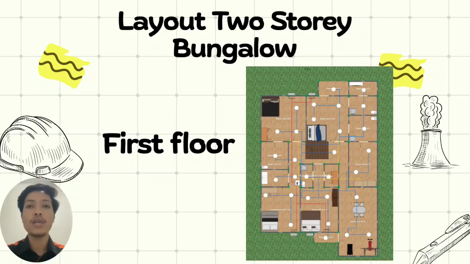In conclusion, this power distribution layout demonstrates a well-planned electrical system where both floors receive adequate and balanced power supply. The design follows standard wiring practice, enhances safety, and allows flexibility for future expansion or additional electrical load.